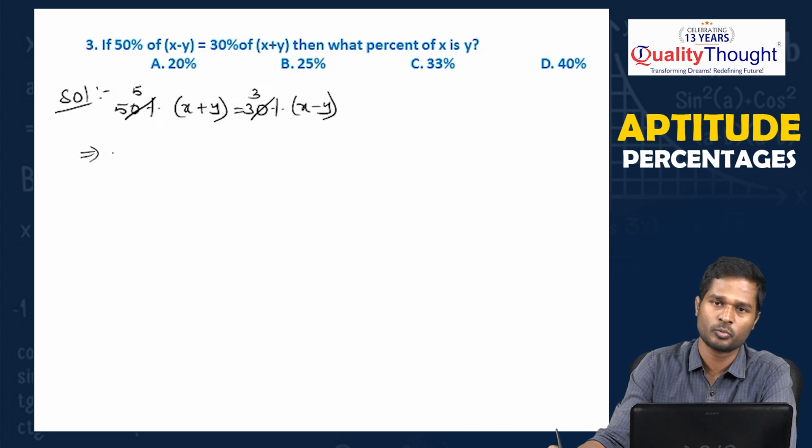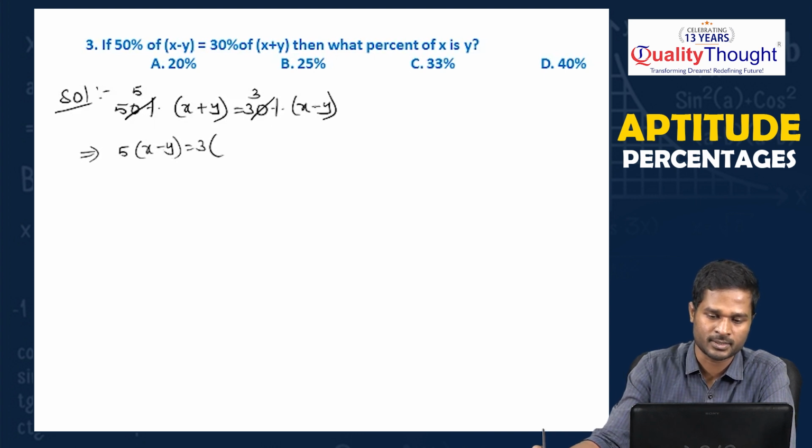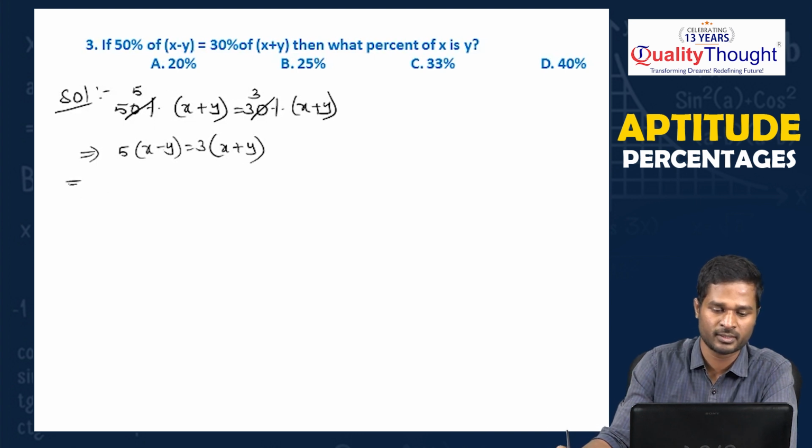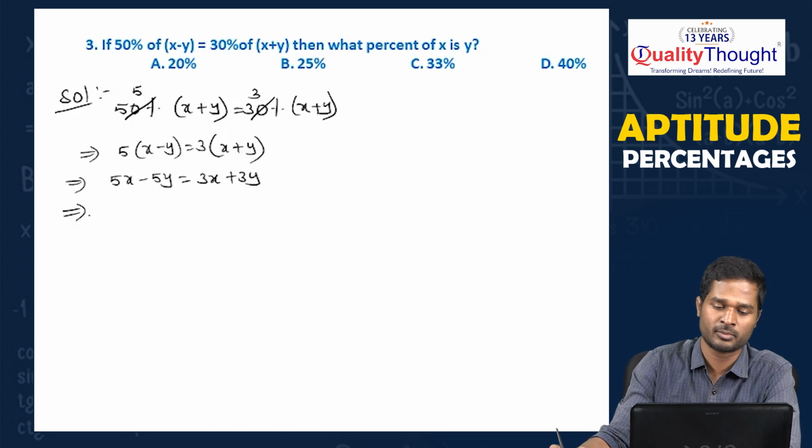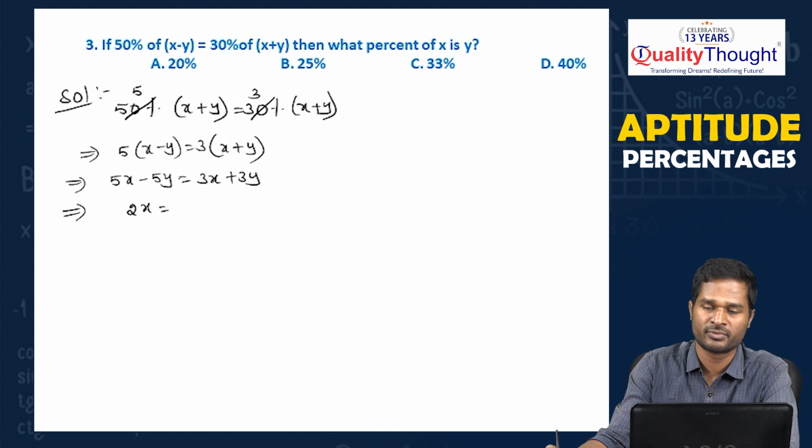Now I will write once again what is left after cancellation. 5 into x minus y is equal to 3 into x plus y. Now simplify the things. This is 5x minus 5y is equal to 3x plus 3y. So take the same kind of variables, I mean x variables to one side and y variables to one side. 5x minus 3x is 2x. 3y, this minus 5y will go to that side and it will become plus. So 5 plus 3 is 8y.